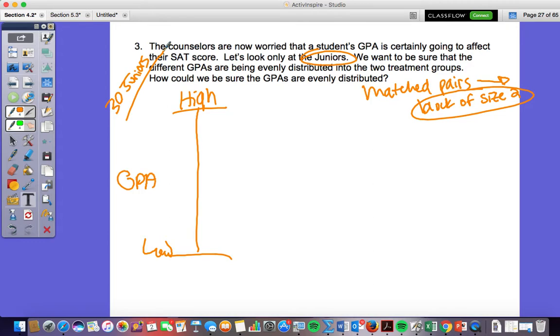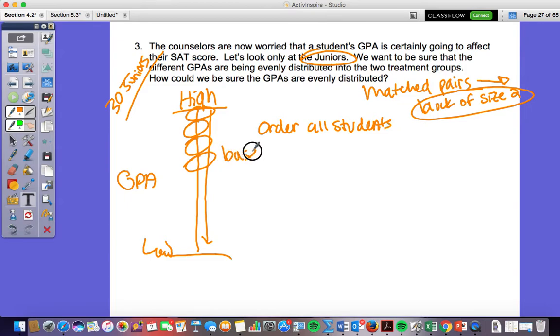So what we're going to do is put them from high to low on the GPA scale, okay? And we're going to group the top 2 together, then the next 2 together, the next 2 together, and the next 2 together, okay? So I'm going to write just real quick about this. We're going to order all students based on their what? Yeah, good. Based on their GPA.